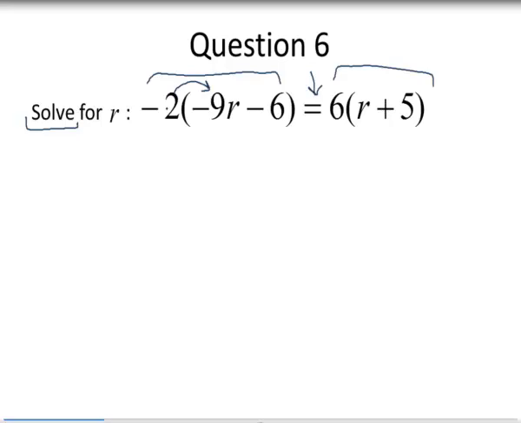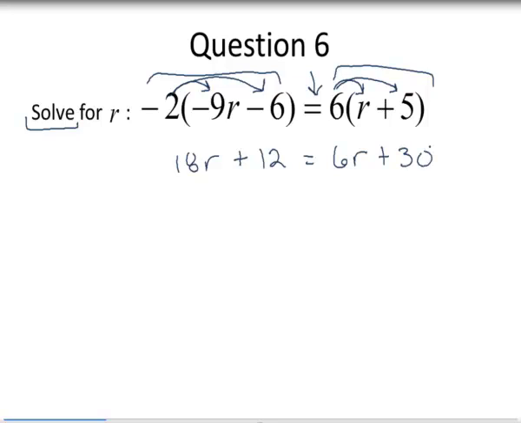Saying be careful with these. This is where students make a lot of mistakes, so be careful. I have a negative times a negative makes what? Positive. 2 times 9, 18 with the r on it. Good. And again, I have negative times negative makes positive. 2 times 6 is 12. Equals, on this side. These are positives. 6 times r. This is positive times positive plus 30.